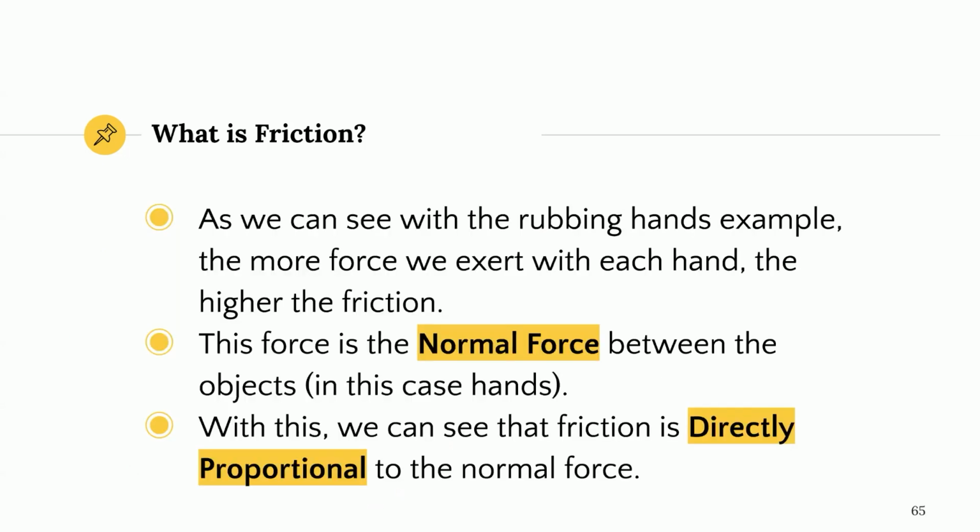As we can see with the rubbing hands example, the more force we exert with each hand, the higher the friction. This force is the normal force between the objects, in this case, hands. So this is another example of a normal force. The two surfaces of the hands are creating a normal force on the other hand. With this, we can see that the friction is directly proportional to the normal force. In other words, as the normal force increases, the friction increases as well.